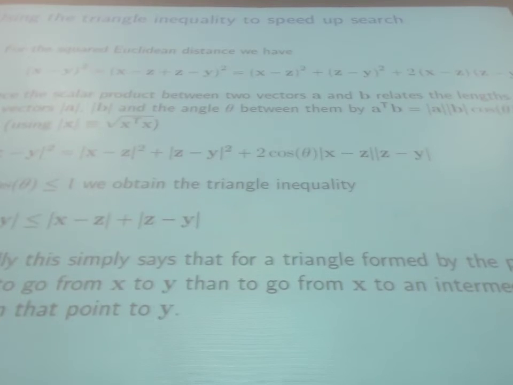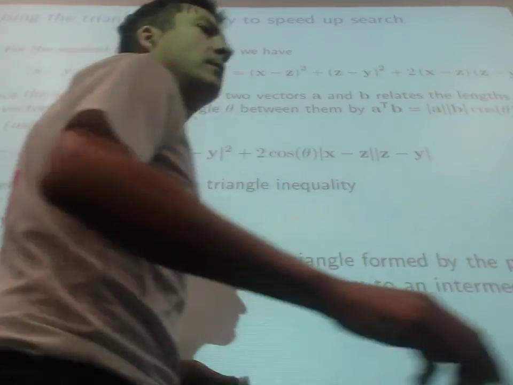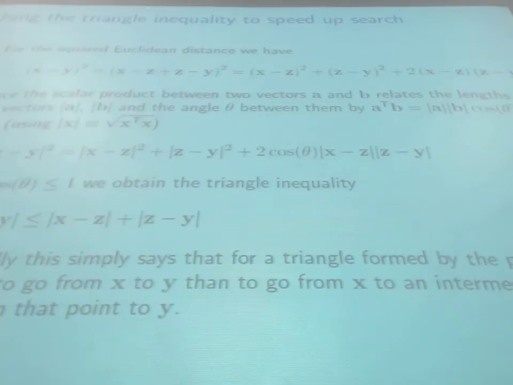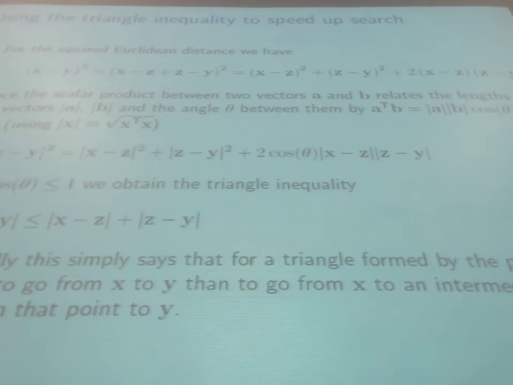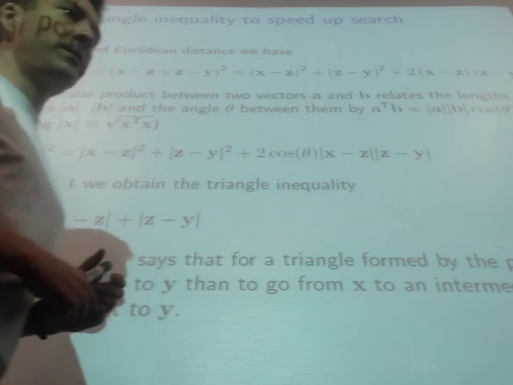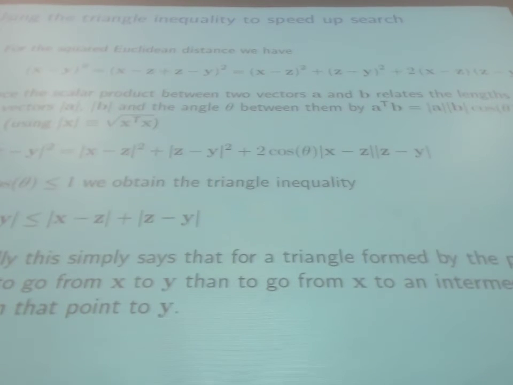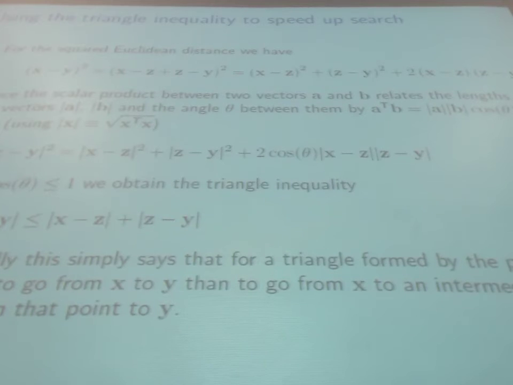Okay, so this thing here is called the triangle inequality, and basically all it's saying is that if you want to go from x to y, it's fastest to surely go directly from x to y, rather than from x to z, and then z to y. So it's a kind of intuitive thing. Okay, so that's the triangle inequality that the Euclidean distance satisfies.